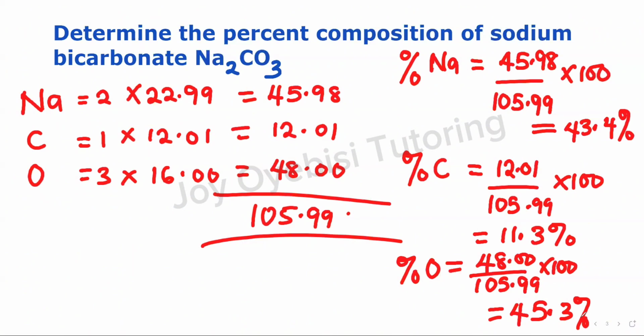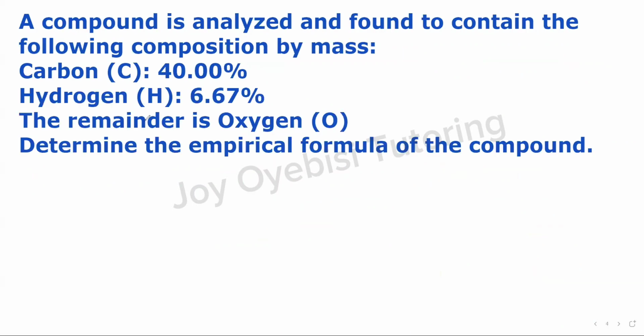And one way to confirm that what you did is correct is to add up all the percentages. They must equal 100. The next question I have says, a compound is analyzed and found to contain the following composition by mass. Carbon has 40% by mass, hydrogen has 6.67% by mass, and the remainder is oxygen. Determine the empirical formula of the compound.